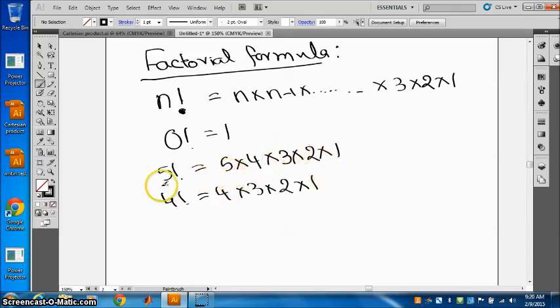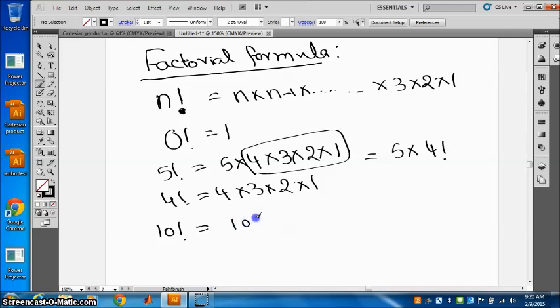Now what do you notice here? If I take only this much, what is this? This is factorial 4. So factorial 5 I can write as 5 multiplied by factorial 4. Similarly, I can say factorial 10, I can write it as 10 multiplied by 9 factorial. And factorial n we can write the same way, n multiplied by n minus 1 factorial, correct?